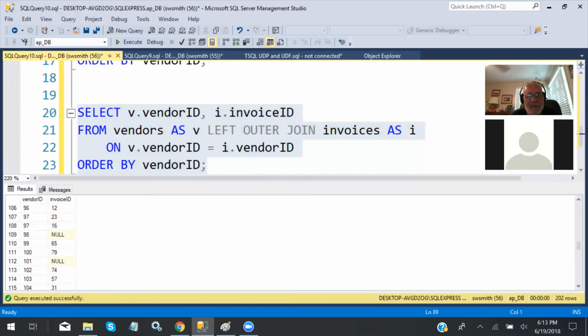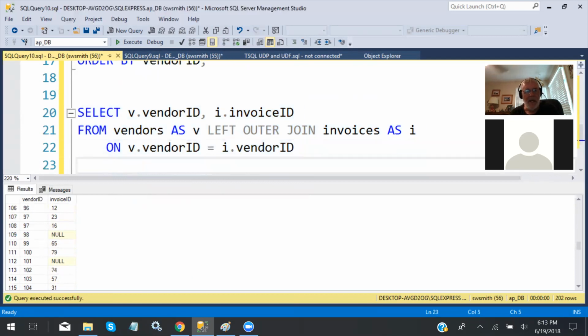Questions? Well, to look at the other side, can we add another where clause where we can say invoice ID is null? Of course, that's just what I'm about ready to do. I want to see only those vendor IDs who are childless, and I can put a where clause in there.